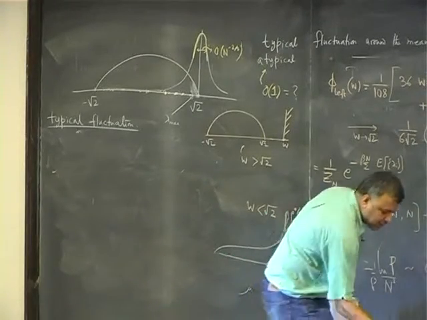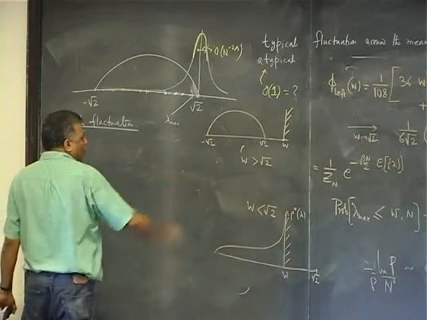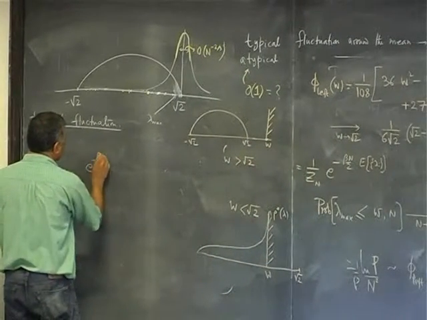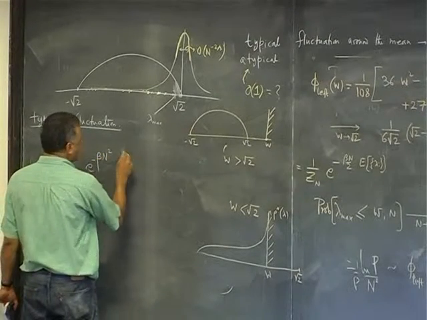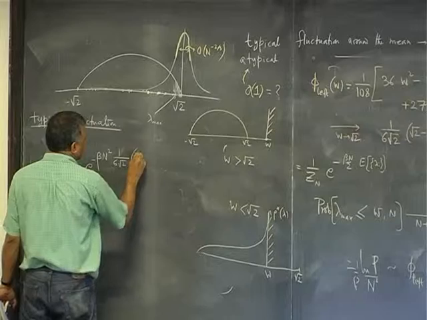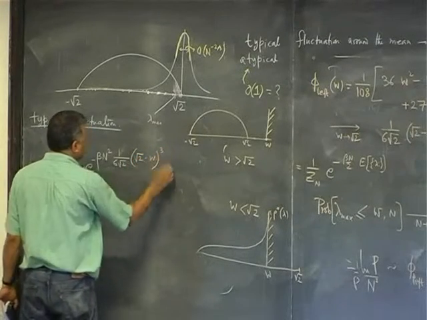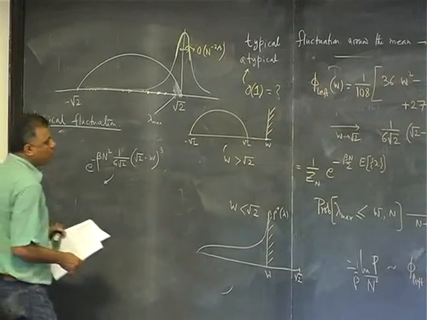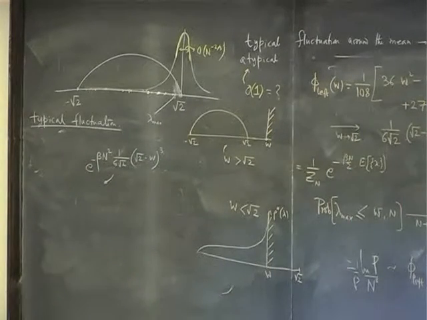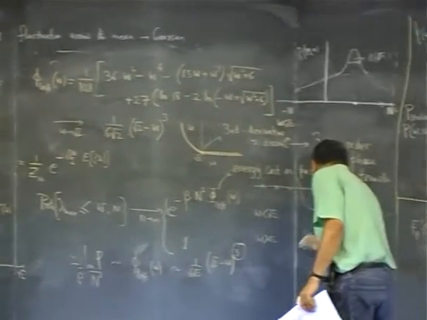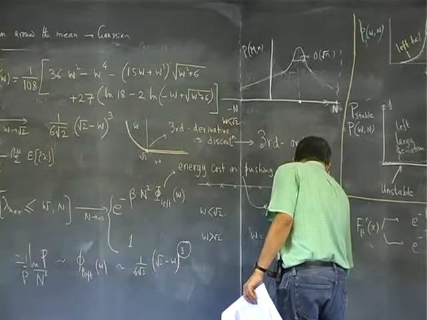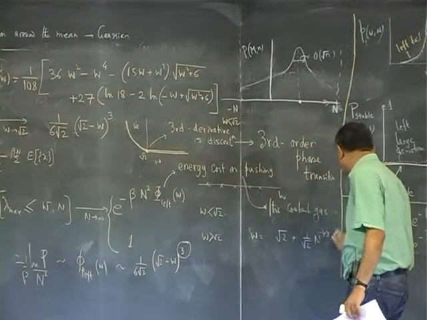I know you're getting tired, but I just want to make one final remark, which is that if I substitute this guy here explicitly, what do you get? You get e to the power minus beta n square times 1 over 6 root 2 times root 2 minus w cube, right? Now you remember the Tracy-Widom variable. So I was writing that the lambda max, or w if you like, is root 2 plus 1 over root 2 n to the power minus 2/3 into this Tracy-Widom variable x.